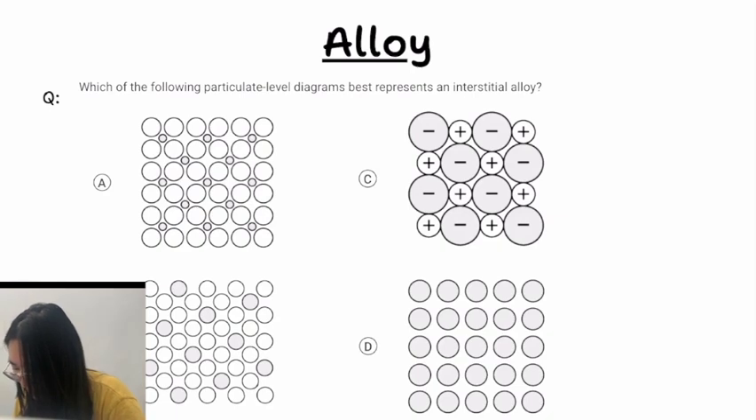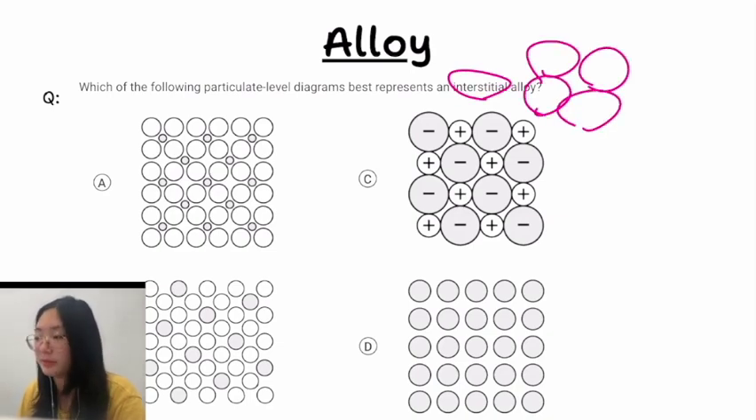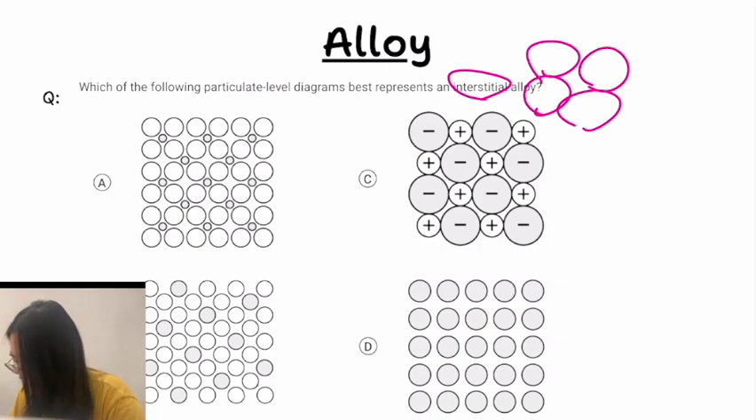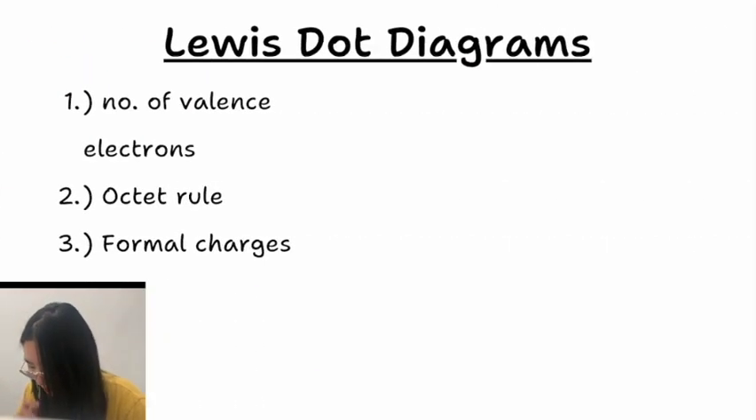Which of the following particle level diagrams best represent an interstitial alloy? Interstitial means one substance of the mixture has a large size, and the other one has a small size. So the smaller one just fits in the empty space in between the big cations. So this is going to be A.